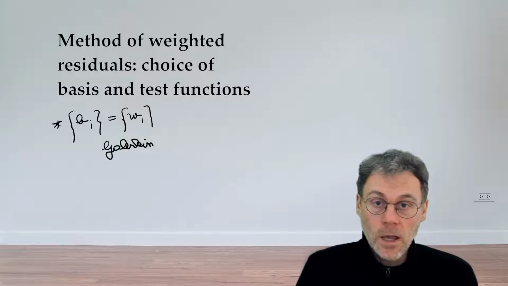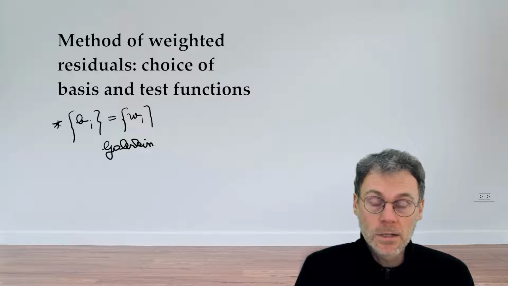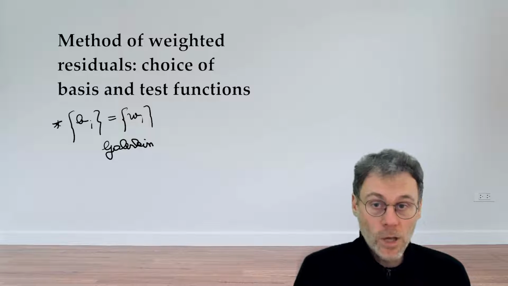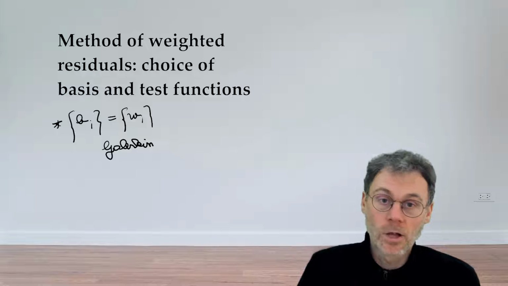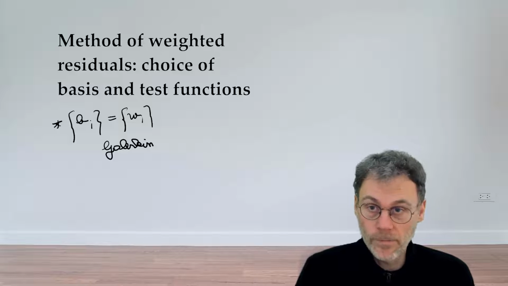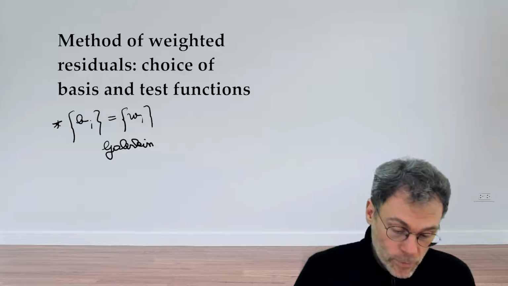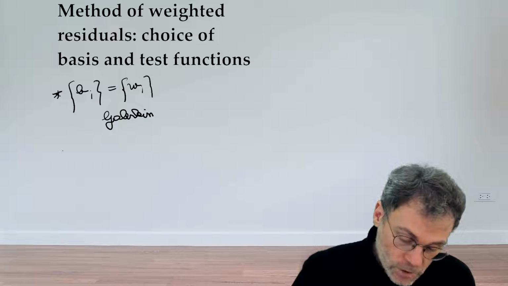What you can show in this case, which is not what we're going to do, is that the method has some variational properties with all of the nice advantages that we've discussed earlier. Okay, so this is one popular choice of basis slash weighting functions.